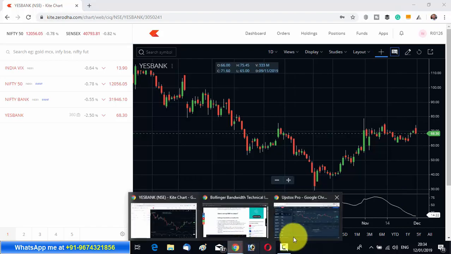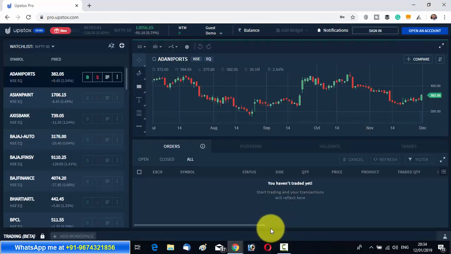Similarly, I will show you how to attach the Bollinger Bandwidth indicator on Upstox Pro charts.